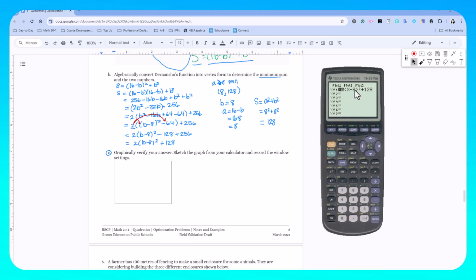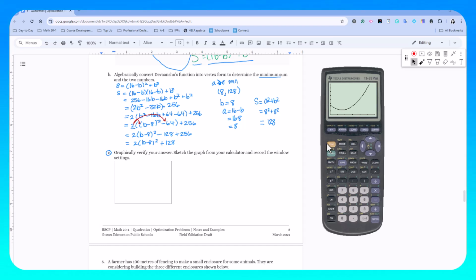So we get 2 times x minus 8 squared. We can hit the square button right here. Plus 28. I've adjusted the window settings to these right here. And I am going to hit the graph. And sure enough, I have a minimum, which is what we were expecting.